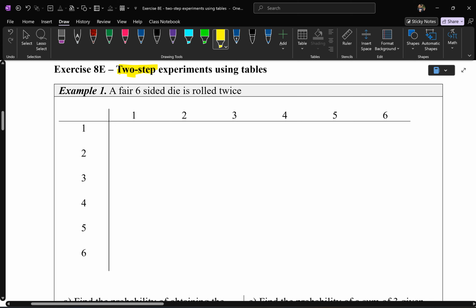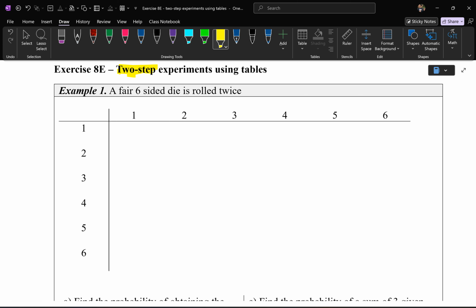What is a two-step experiment? It means that your trials, you are not just doing the one roll or one flip or one spin. You are doing two things, one after the other. So in this case, it would be, say, rolling the dice twice. It could be flipping a coin twice. It could be rolling a dice and then flipping a coin. Now, you don't have to use a two-way table. It's just one of the tools that you could use.